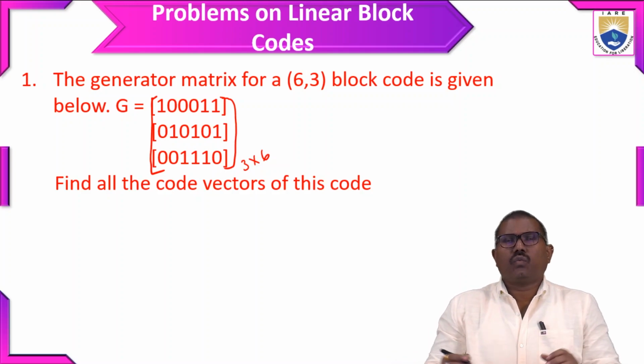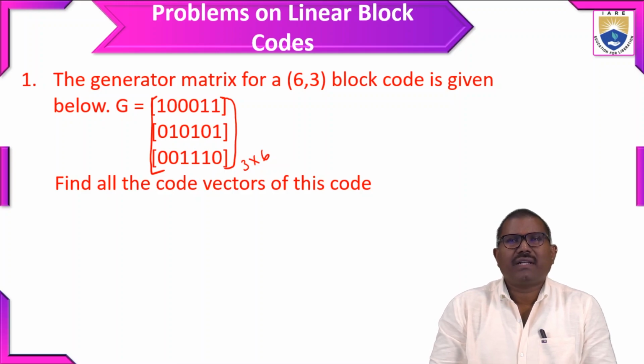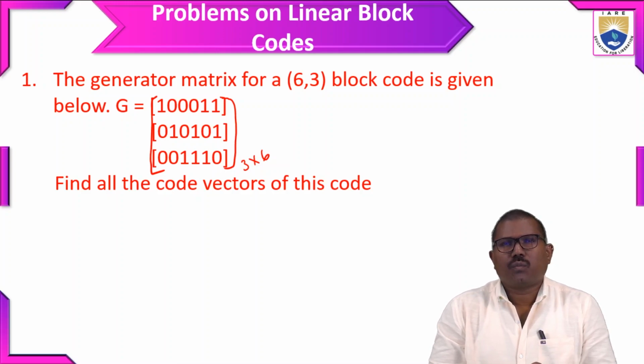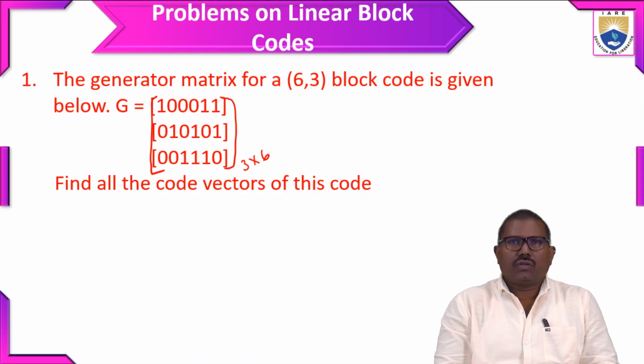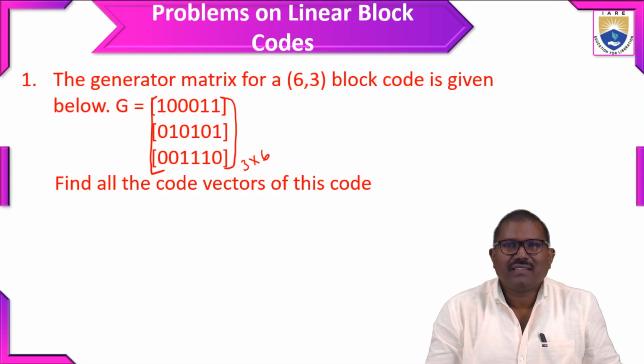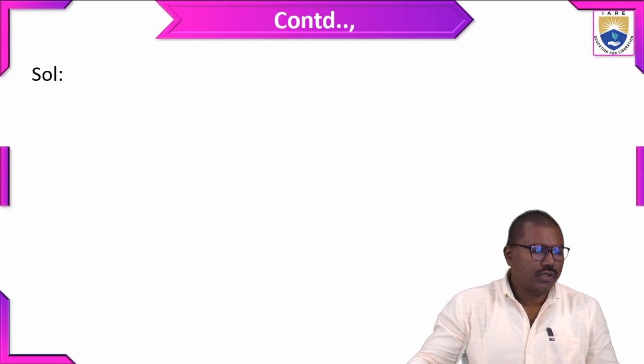So here, one thing: in the block code, the generator matrix, the parity check matrix, the generated code or the syndrome, whatever it may be, they are in blocks, they are in the size of matrices. So simply you can say it is a block. Okay. So now we are going to find the block code by using G. Okay. So coming to the solution.